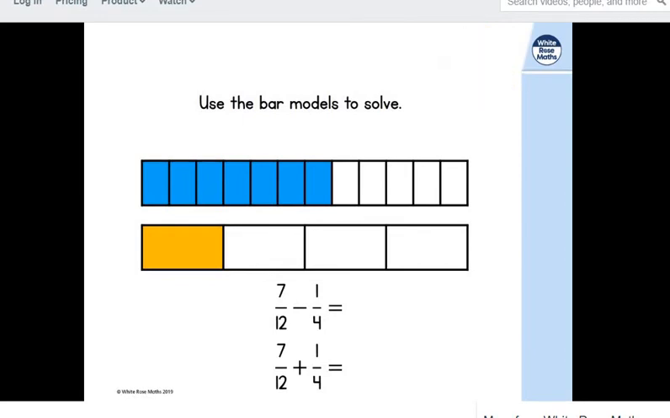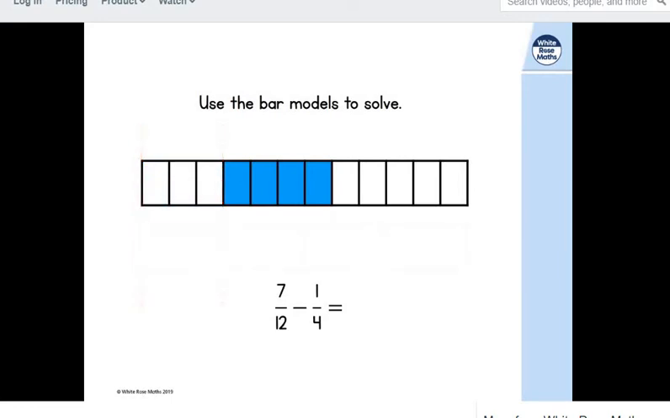How did you get on? Let's have a look at the subtraction of 1/4 first. Well, I can see that 1/4 is equivalent to 3/12. So if I take away 3/12, I'm left with 4/12. The answer is 4/12.